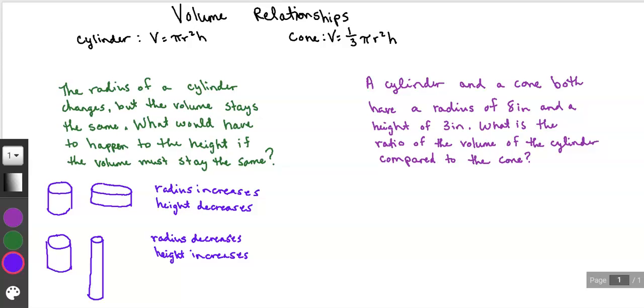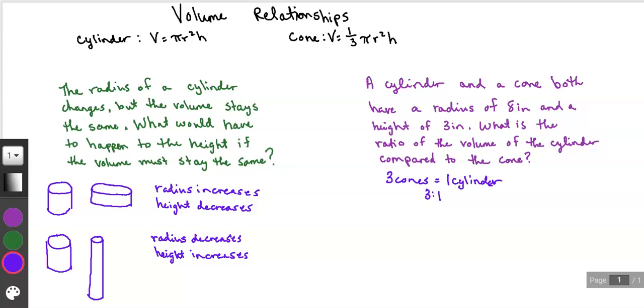Now, if you remember in class, we did the blue water example where I actually took a cone and I filled up a cylinder. And if you remember that, it took 3 of the cones to equal 1 cylinder. All right, so their ratio is 3 to 1.